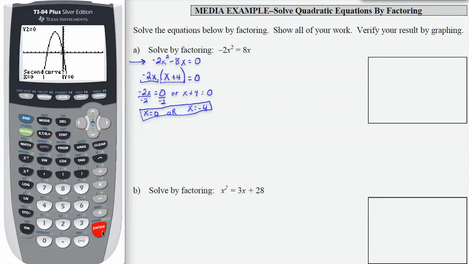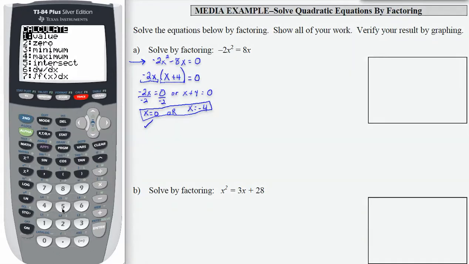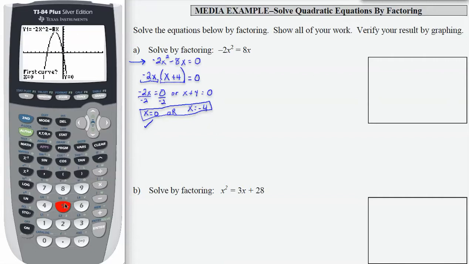That's going to give me the first solution, the intersection 0, 0. So this x equals 0 has been confirmed. I'm going to use the same process, second calc 5, but now where it asks me first curve, I need to move my cursor so that I can pick up that second intersection.